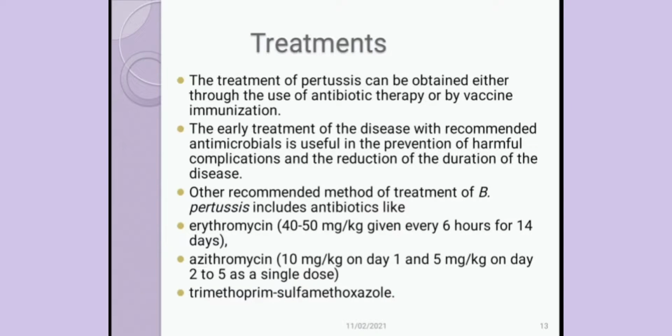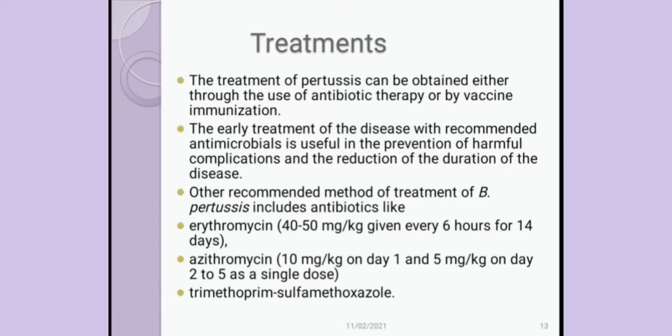Now we will see the treatments. The treatment of pertussis can be obtained either through the use of antibiotic therapy or by vaccine immunization. The early treatment of the disease with recommended antimicrobials is useful in the prevention of harmful complications and the reduction of duration of disease. Some antibiotics used to treat pertussis are erythromycin, azithromycin, etc.